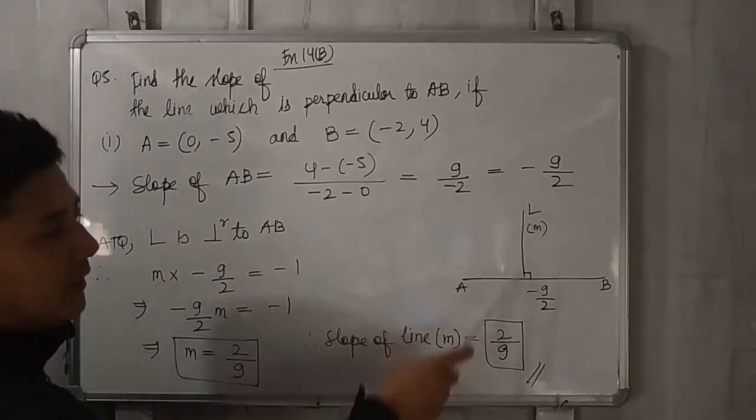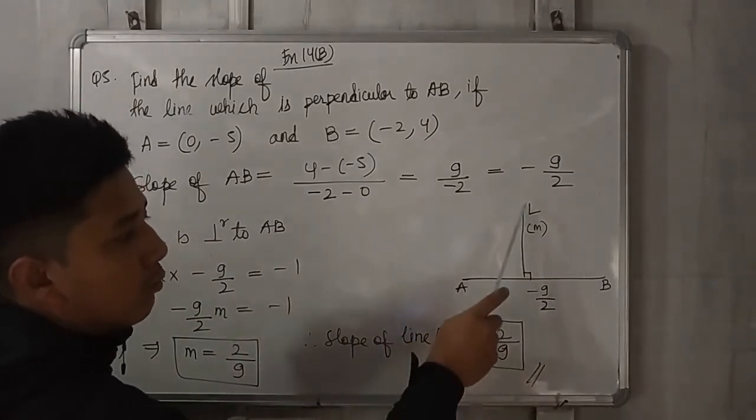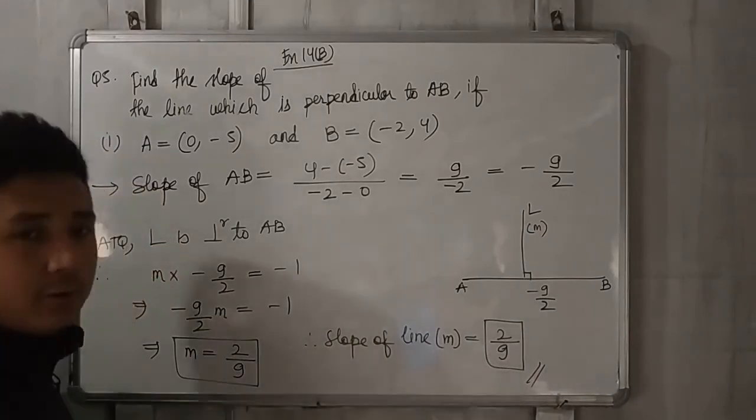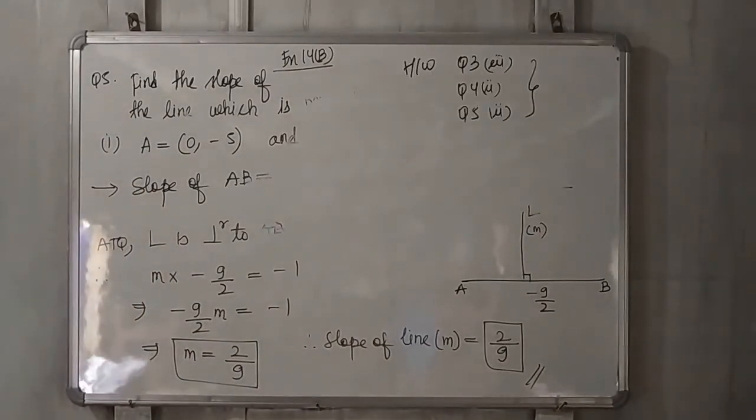So what is the slope of the line which is perpendicular to AB? The slope of this line which is perpendicular to AB is 2 by 9. Okay, so pause the video and note it down.